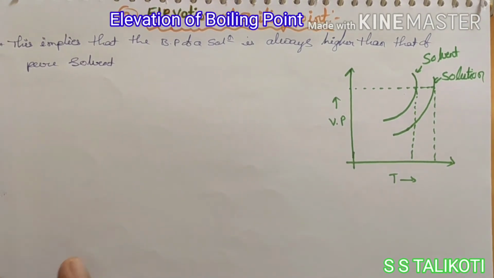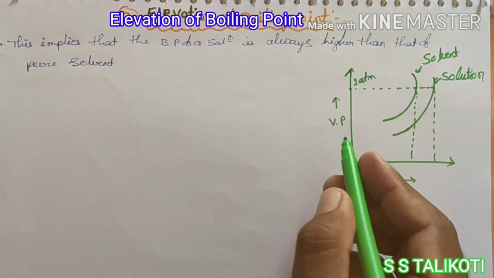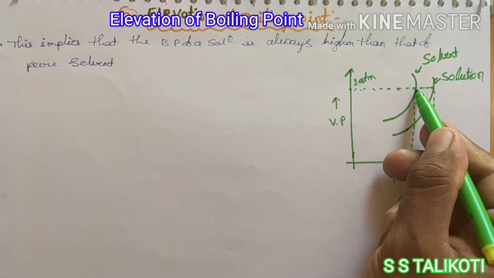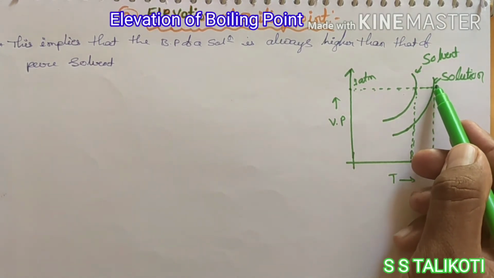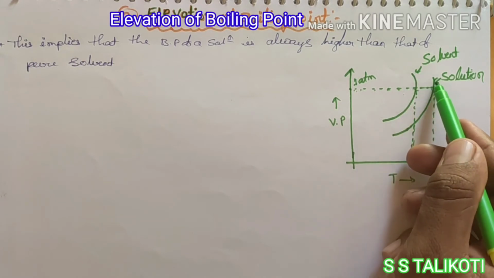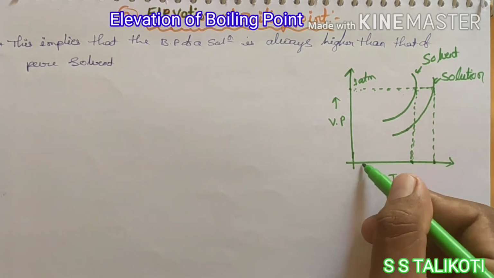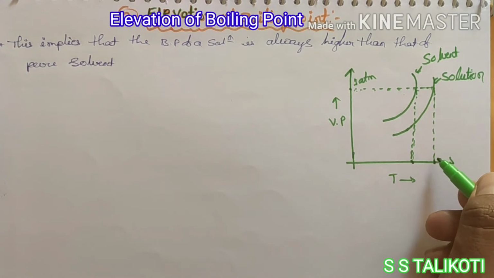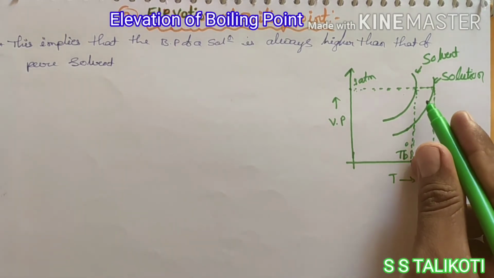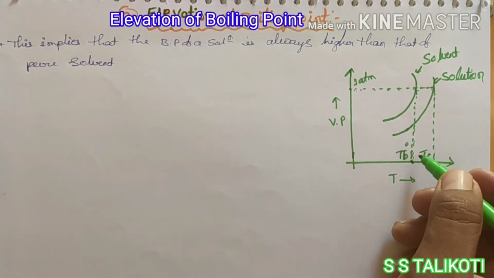Here what happened, dear student? Very simple. At 1 atmospheric pressure, for this pure solvent, first observe, the temperature will be very less. After adding some solute to the solvent, the solution temperature increases. Initially it was 100, then it becomes 110. Therefore, initially this is TB naught, the boiling point of the pure solvent, and this TB is for the solution.